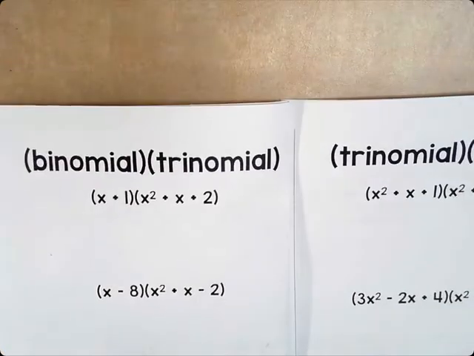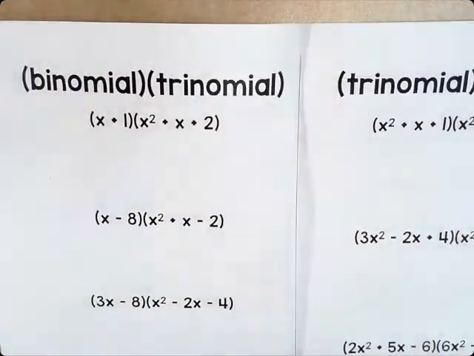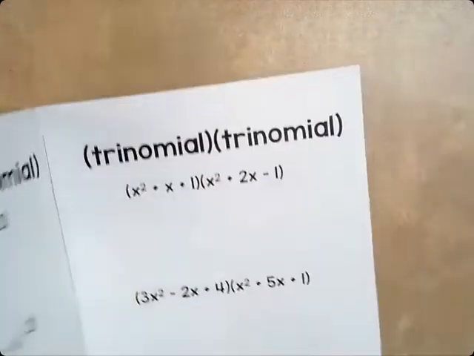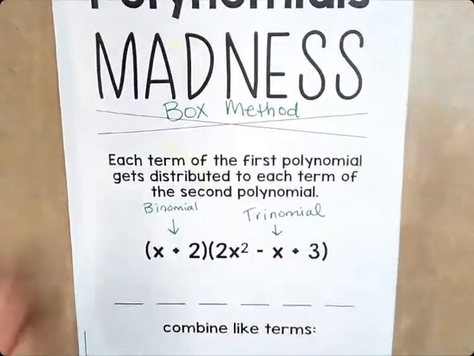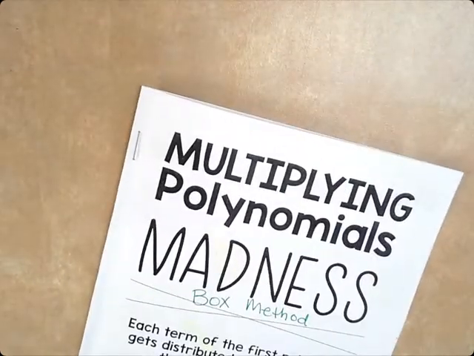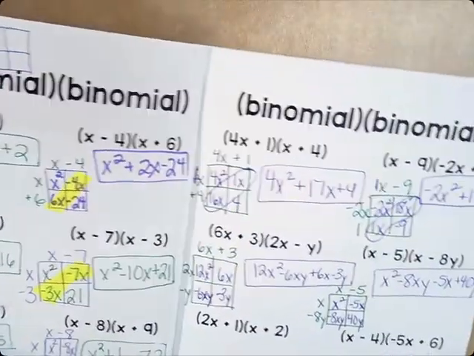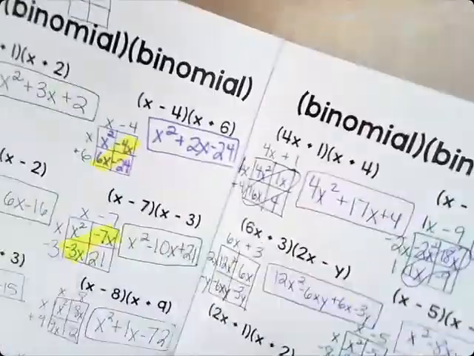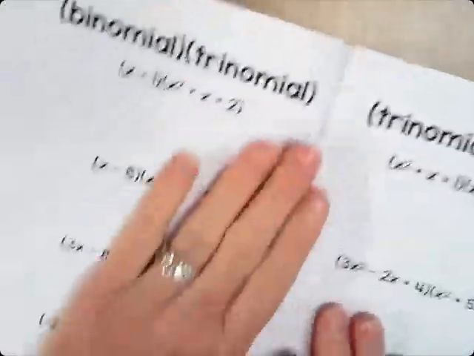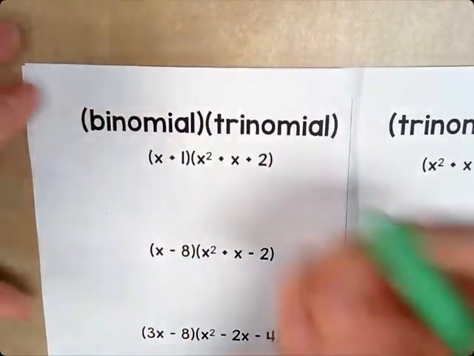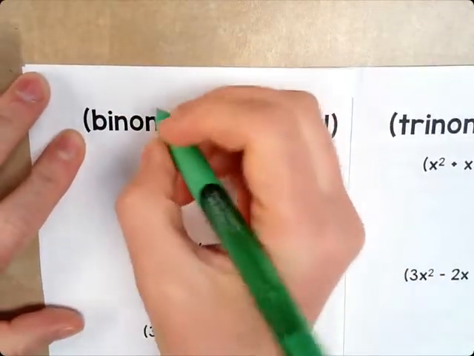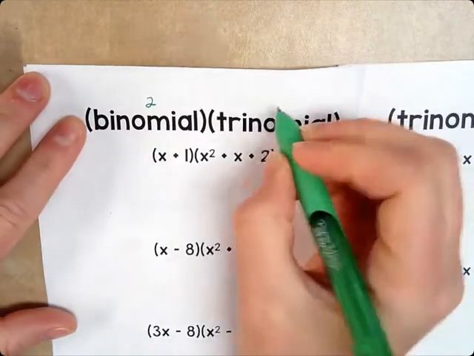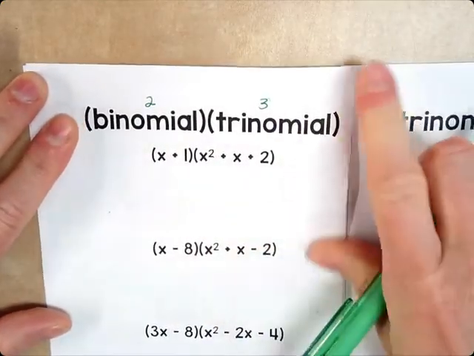Let's look at our notes from yesterday. So what we were doing is multiplying binomials. Yesterday we did binomial times binomial, and then we also did squaring binomials. So today is going to be binomial times trinomial. Remember, a binomial is 2 terms, and a trinomial is 3 terms.